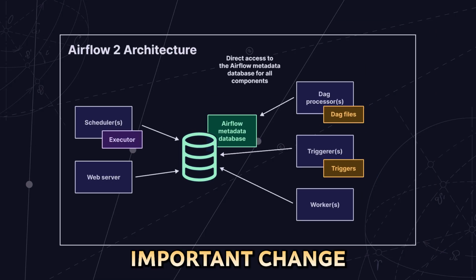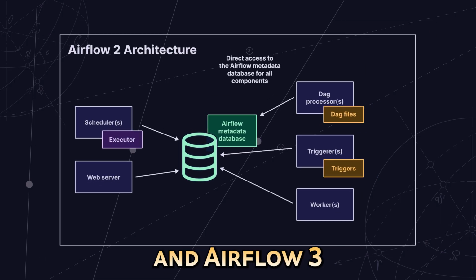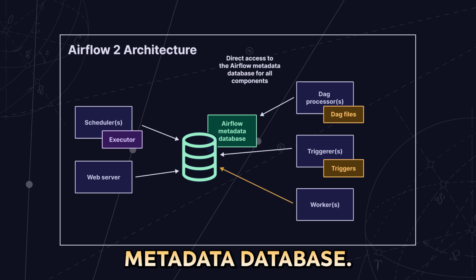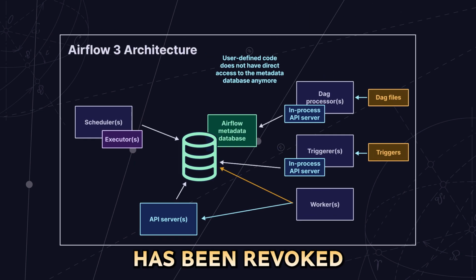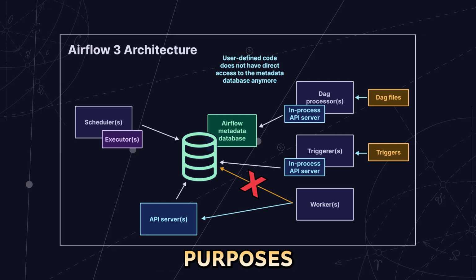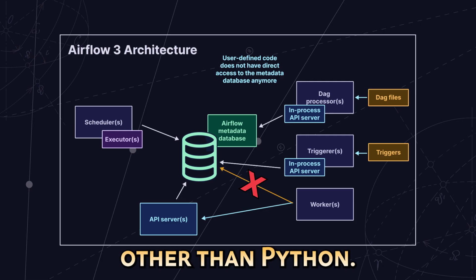The most important change between Airflow 2 and Airflow 3 has to do with the rewrite of the Airflow architecture. You don't need to understand the Airflow architecture in depth. Just understand that previously all tasks automatically had direct access to the Airflow metadata database. In Airflow 3, this access has been revoked for security purposes and to enable new features such as remote execution or writing tasks in languages other than Python.